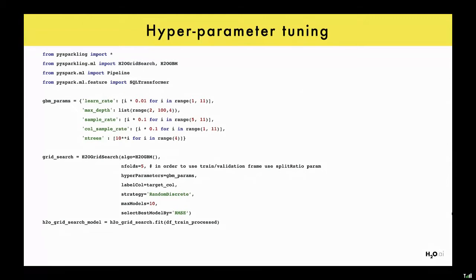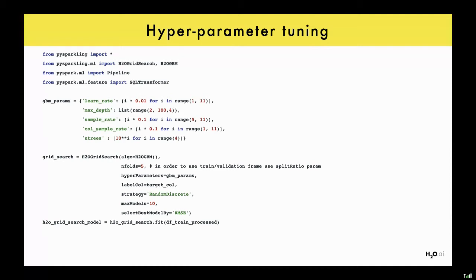I'm also specifying the label column. You can see that I'm specifying the strategy, which is random discrete. If I would like to use Cartesian, I would just write Cartesian here. So no need to change the research. It's just a matter of configuration. I'm saying to the research that I want to train maximally 10 models, and then I want to end.